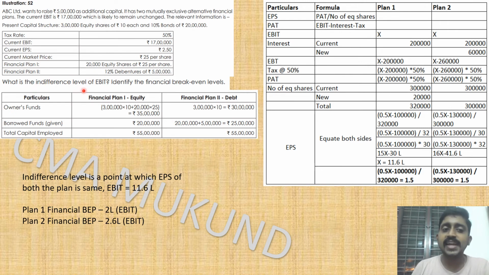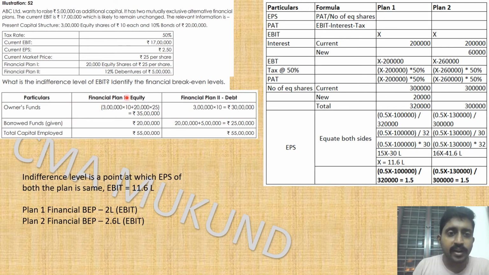So what is the indifference level of EBIT? Indifference level means the two financing plans are going to have the same EPS, and the value of EBIT at that point is called the indifference point. Identify the financial break-even levels. Let's do that. Now we have to calculate the total capital in both the cases. That is going to be the same, but we have to see the proportion of how much is equity and how much is debt.